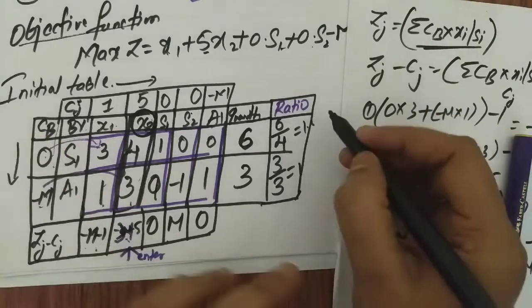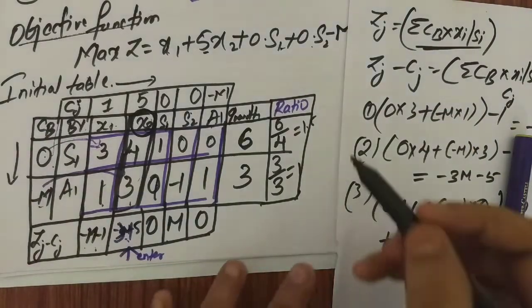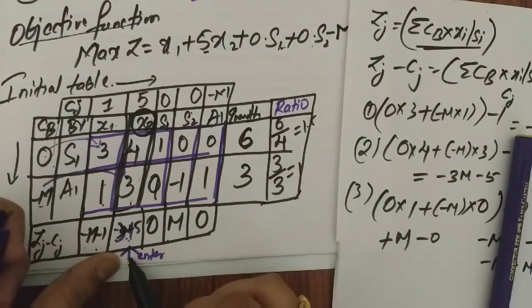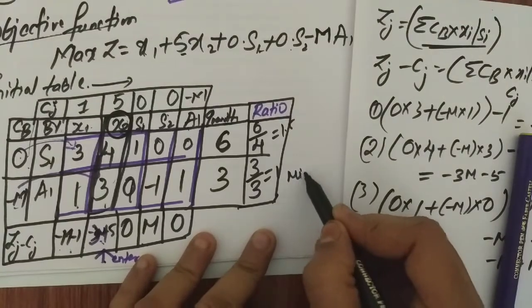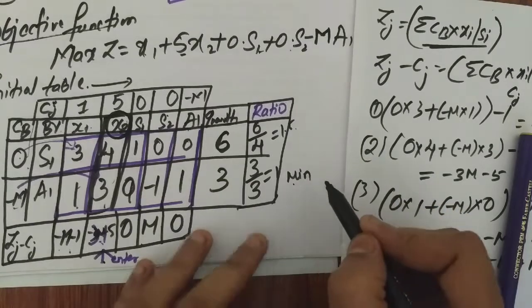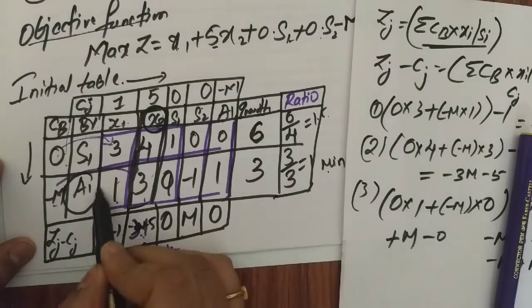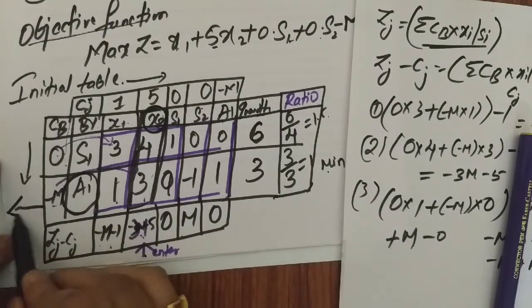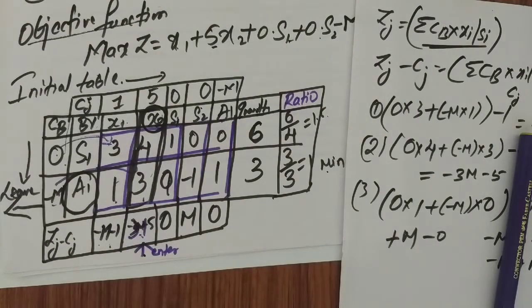It is more than 1, right? Yes, it will be more than 1. 1.5 we will get. So here you have to check the minimum value. Among 1.5 and 1, which is minimum, that means the corresponding column A1 is going to leave its position. It is the same as your simplex method. So x2 is going to enter and A1 is going to leave.